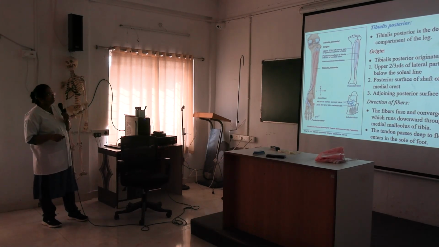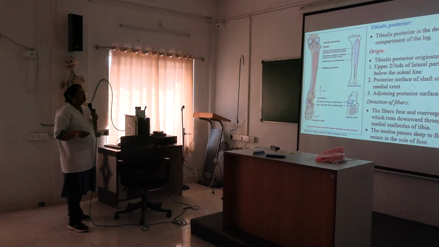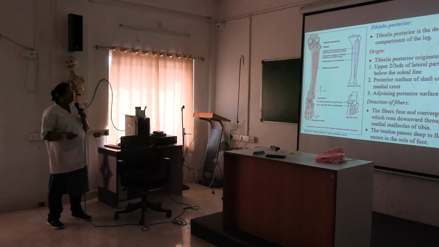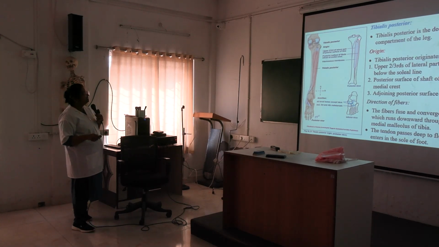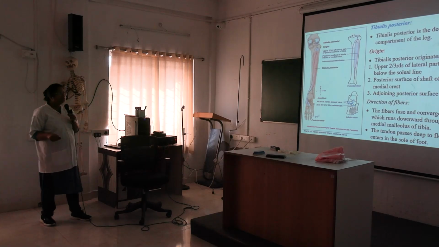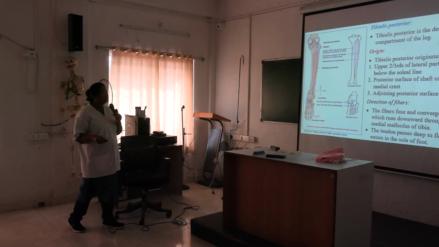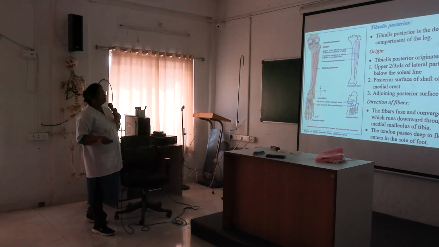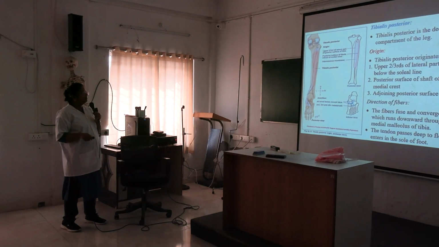Next is tibialis posterior. It is the deepest muscle of the posterior compartment of the leg. It originates from the upper two-thirds of the lateral part of the posterior surface of the tibia below the soleal line, and from the posterior surface of the septa of the fibula in front of the medial crest, and adjoining posterior surface of the interosseous membrane. What is the direction of fibers? Fibers converge on the central tendon, which runs downward through the groove behind the medial malleolus of the tibia, passes deep to the flexor retinaculum and enters the sole of the foot.